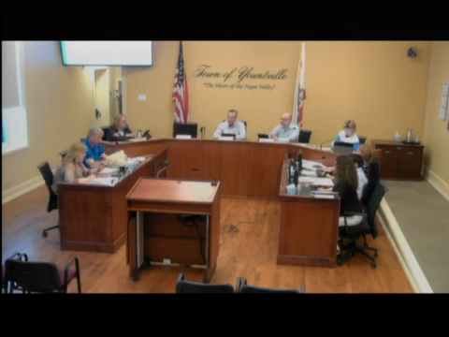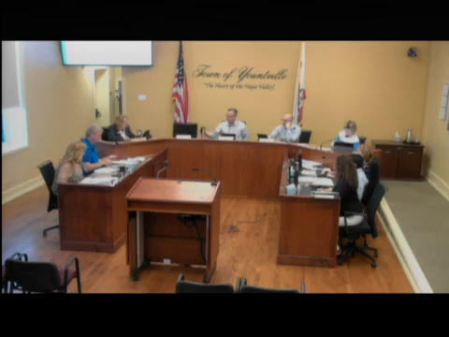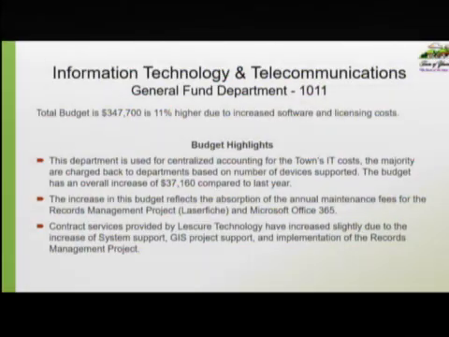Good morning, Mayor and Council. So we're going to go over the information technology budget. As you can see, the total budget is $347,700, which is an increase of 11% from last year. For information technology, any big project that comes to town, like the electronic records document system, anything IT related, last year we did Office 365, which is currently underway. Those costs are initially charged out of the department and then roll over to IT for maintenance.